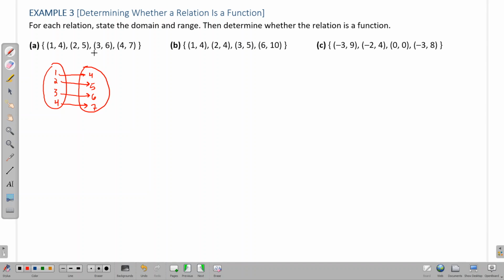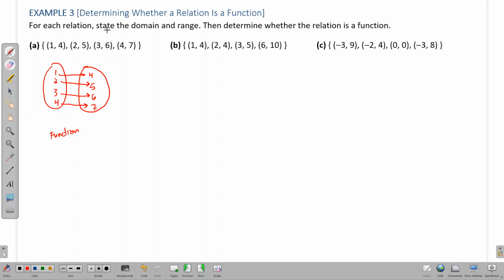All right, so this set of ordered pairs is the same as this mapping that you see here. And again, we're supposed to state whether it's a function or not. And in this case, you can see that it is. For every input, it gets mapped to one and only one output. So it is a function.